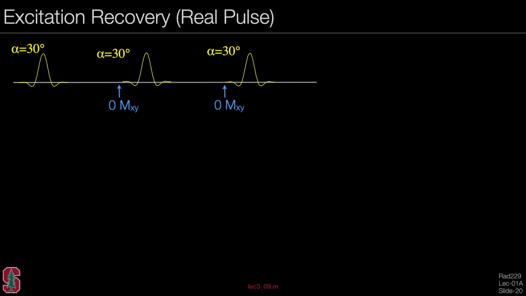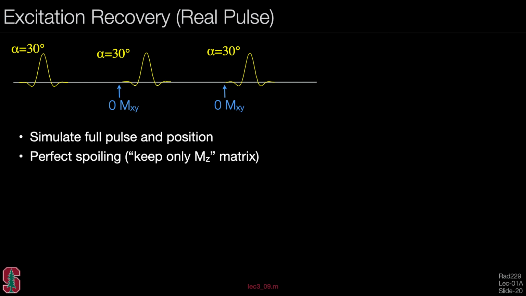Okay, so now we'll do an example of excitation recovery, but with a real RF pulse. So now the RF pulse is no longer an instantaneous RF pulse here. So we're going to have a 30-degree flip, and we're going to go over TR, and we're going to neglect the transverse magnetization at the end of the TR. And this is in example 9 of the lecture notes, for the MATLAB examples. So we're going to simulate the full pulse and position. We're going to do perfect spoiling, so we keep only mz at the end.